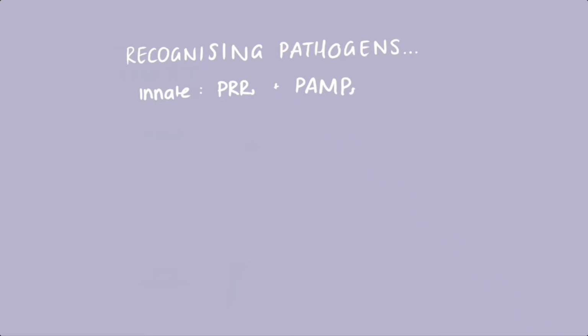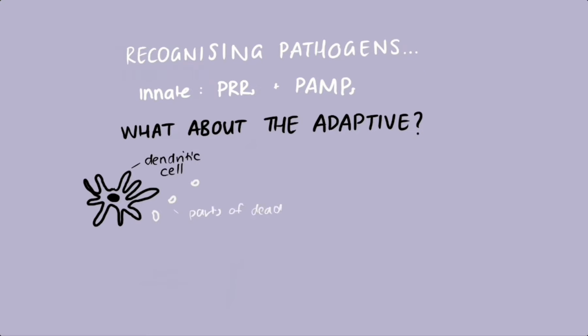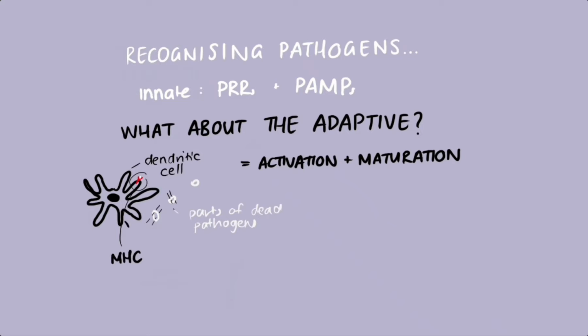So how does the adaptive system recognize pathogens? Just a reminder that the innate system recognizes pathogens with pattern recognition receptors and pathogen-associated molecular patterns, but we're now talking about the adaptive. So it starts off with a dendritic cell picking up parts of the dead pathogen. The cell becomes activated and mature and processes what it's taken up, chops that protein up and presents it on the MHC molecule, which we talked about in part 1. It then goes to the draining lymph nodes and presents the antigen to T cells to check if they recognize it.